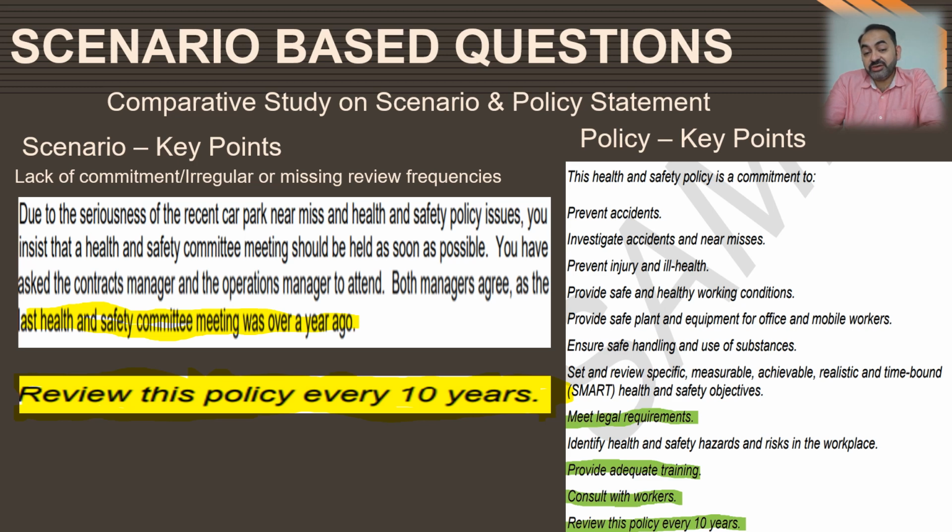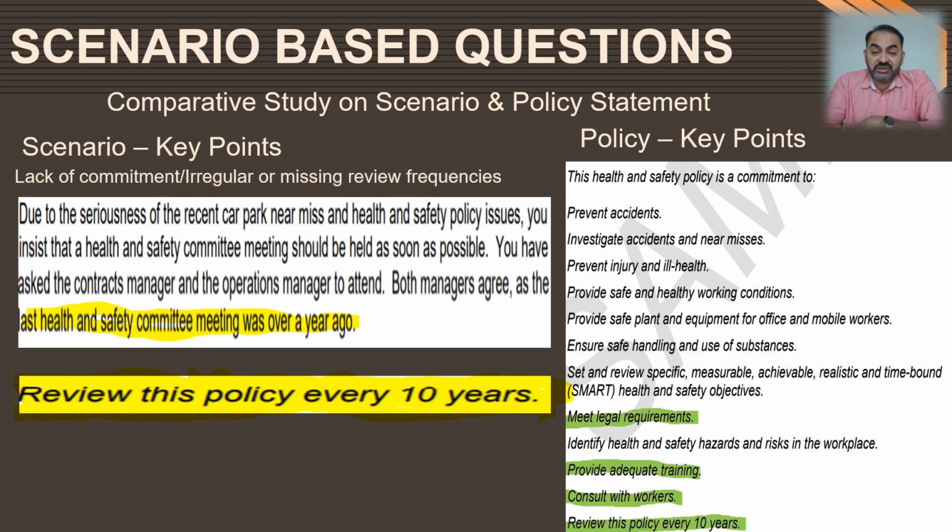They are not providing adequate training to people also, which is another breach of their commitment to health and safety. And looking at the last point here, review this policy every 10 years. As we all know, and you might have studied in your syllabus also, a health and safety policy must be reviewed at least once a year. So if you are mentioning in your policy that it will be reviewed in 10 years, this is a breach of legal requirement also. They are not meeting their legal requirements, and reviewing their health and safety policy once in 10 years is not acceptable. So these points are also very strong points to discuss during your answers.